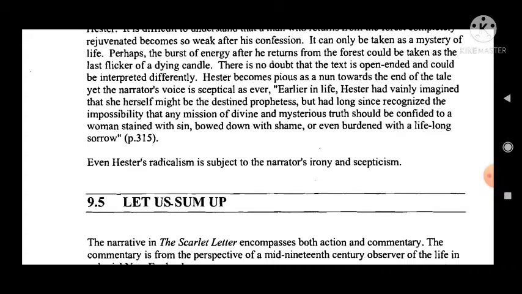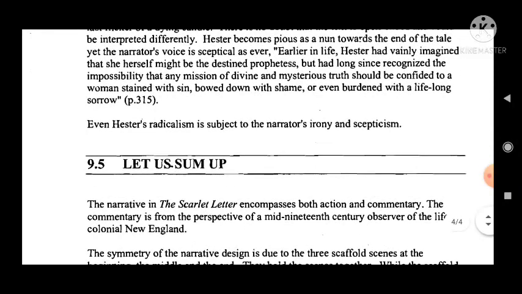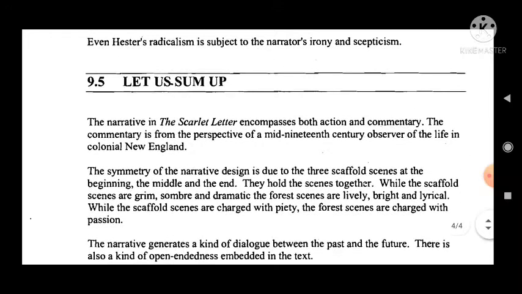Hester becomes pious as a nun towards the end of the tale, yet the narrator's voice is skeptical as ever. Earlier in life, Hester had vainly imagined that she herself might be the destined prophetess, but had long since recognized the impossibility that any mission of divine and mysterious truth should be confided to a woman stained with sin, bowed down with shame, or even burdened with a lifelong sorrow. Even Hester's radicalism is subject to the narrator's irony and skepticism.